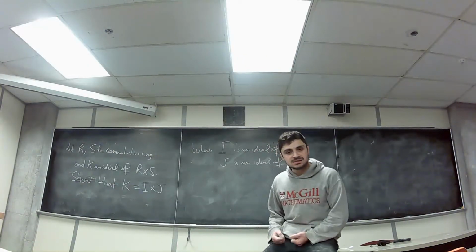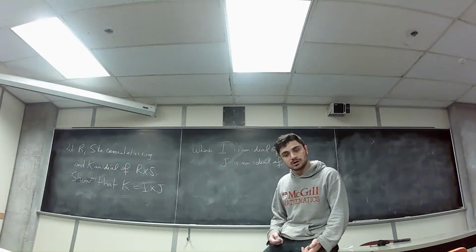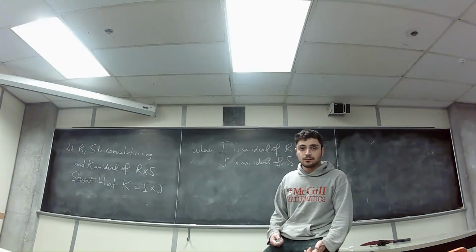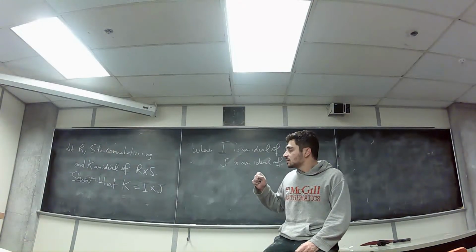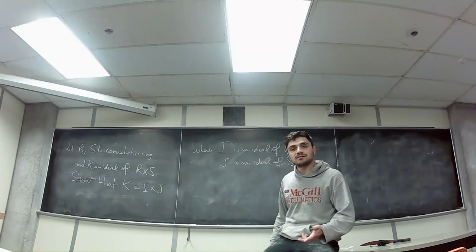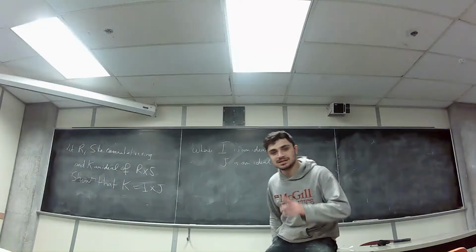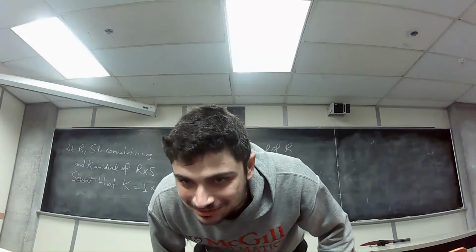But Z mod 4Z is a cyclic group generated by 1, so it has an element of order 4. But Z mod 2 cross Z mod 2 doesn't have any element of order 4. It's not a cyclic group. Very good question. Is that clear? Did I answer your question?